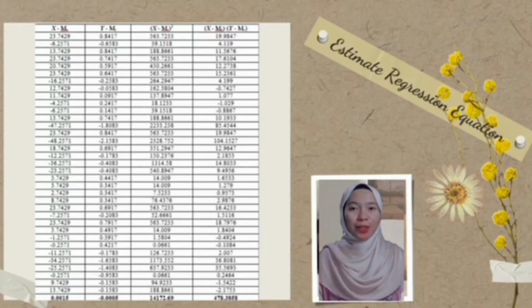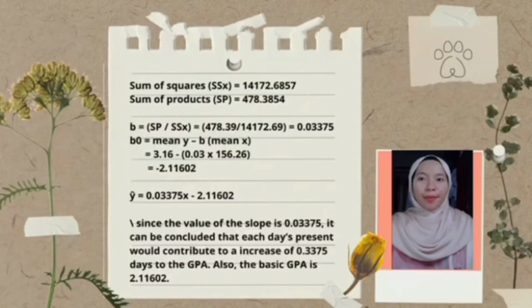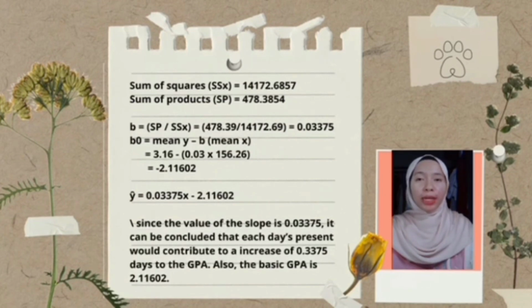Today I want to talk about question 4 part B, about developing the estimated regression equation, then interpreting the regression equation. This is the data collection for the estimated regression equation. Sum of squares SSx equals 14172.6857. Sum of products SP equals 478.3854. b equals SP divided by SSx, which is 478.39 divided by 14172.69, equals 0.03375.